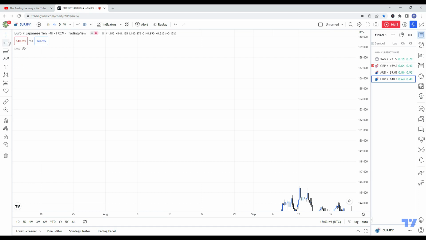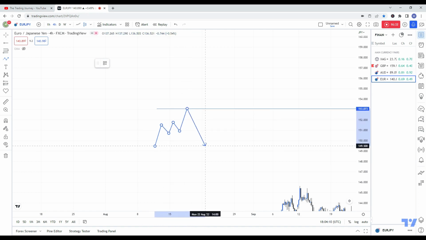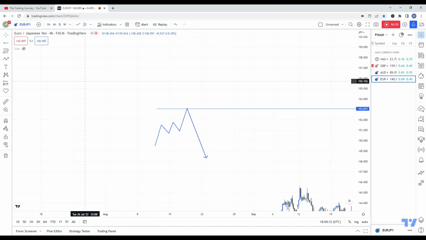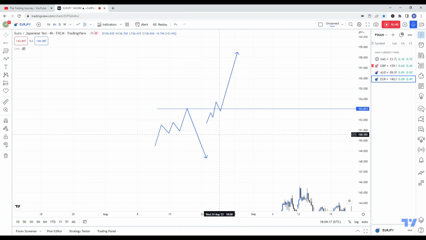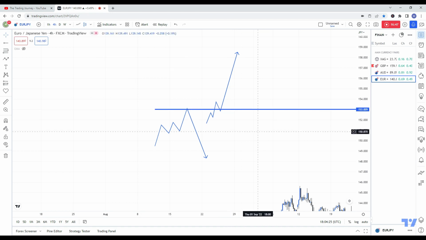Alright, so as I said before, let's say this is my key level. If you watched the previous video, you'll understand what I'm talking about. Let's say this is my key level, a very strong level. When the price came to it in the past, it bounced straight back down. When it came back to it, it touched it and bounced back. So that level is very, very strong.